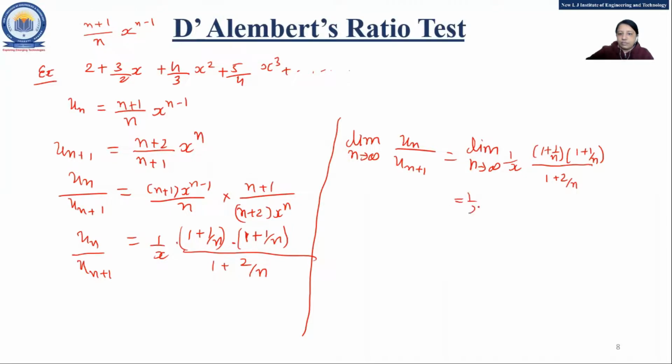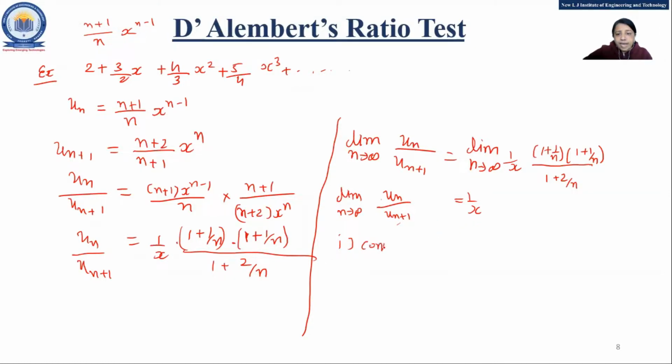Your limit answer would be 1 by x. That is nothing but the limit as n tends to infinity of un upon un plus 1. So now this is suppose L, right? Whatever the statement of the D'Alembert test is, it depends on whether it is greater than 1 or less than 1. First case: that depends upon the x value, because here we do not have a value with which we can directly say whether it is greater than 1 or less than 1. It depends upon 1 by x.